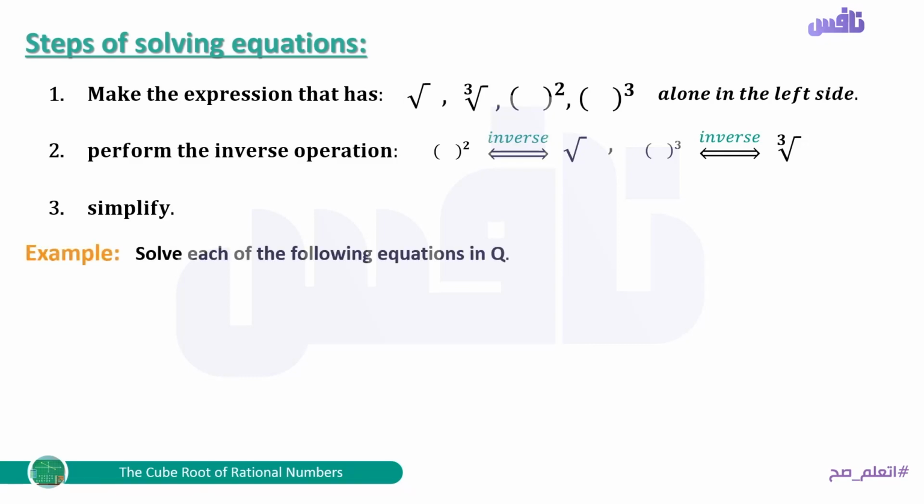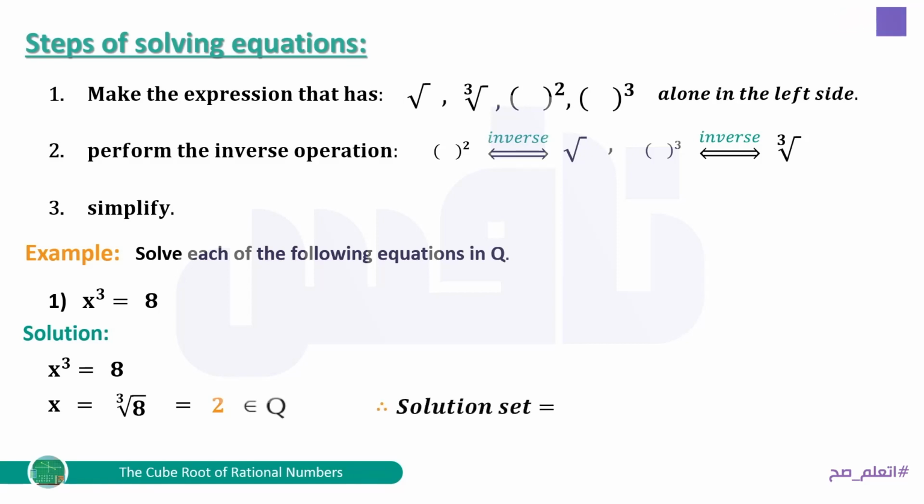Example, solve each of the following equations in Q. Number 1, x power 3 equals 8. نرجع كده للستبس اللي قلناها في solving الإيكويشن. هلاقي عندي هنا expression عليه power 3 وموجود alone in the left side. يبقى هخش على الستيب اللي بعدها. الستيب اللي بعدها الانفرس اوبريشن لباور 3. الانفرس اوبريشن لباور 3 كيوب روت. يبقى to find the value of x we are going to take the cube root of 8, like that. x equals cubic root 8 equals 2. 2 belongs to Q. 2 is a rational number. Okay, so the solution set equals {2}.